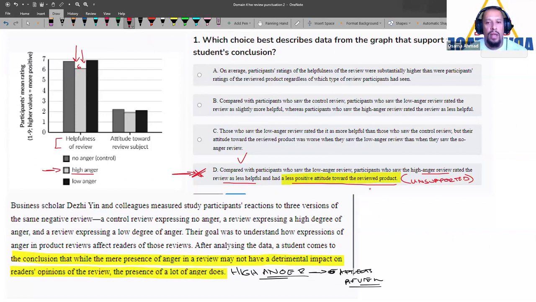Mr. Noor, what are we rating right now in the graph? What is the focus of the graph? You are rating the anger reviews, the title. Participant mean rating of anger reviews, correct? Yes. What is the focus of answer D? What are we discussing?